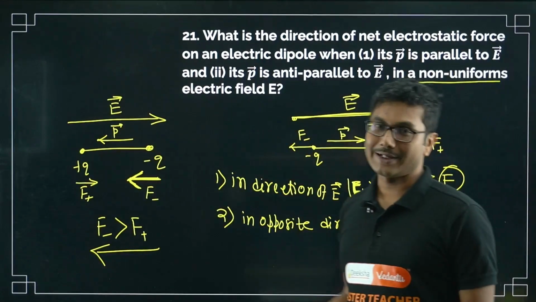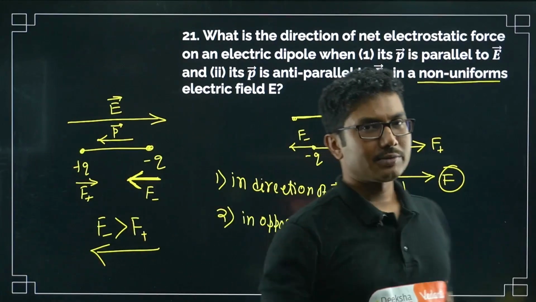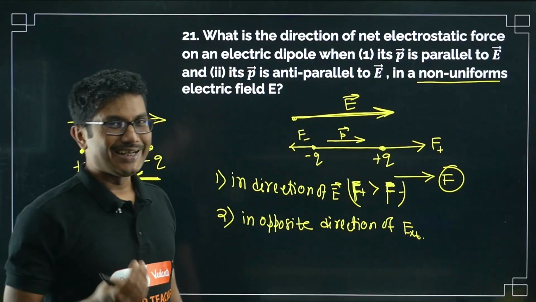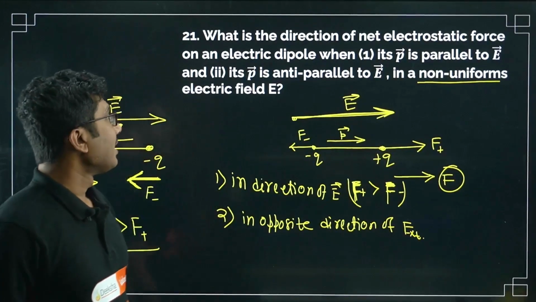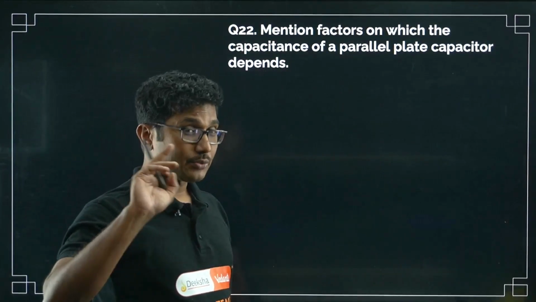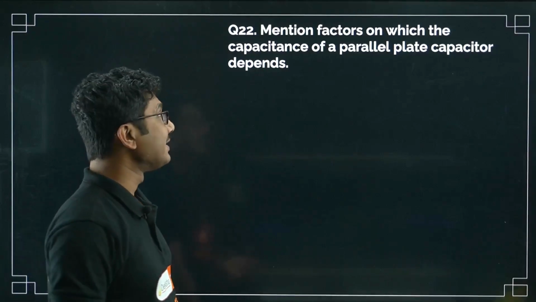The exact explanation and answer is given in your NCERT textbook. The question is not out of syllabus, so this is exactly given in your textbook. You can read it once to answer this. Now the next question, mention factors, but that question was not common. That question was never asked from this electric field chapter.